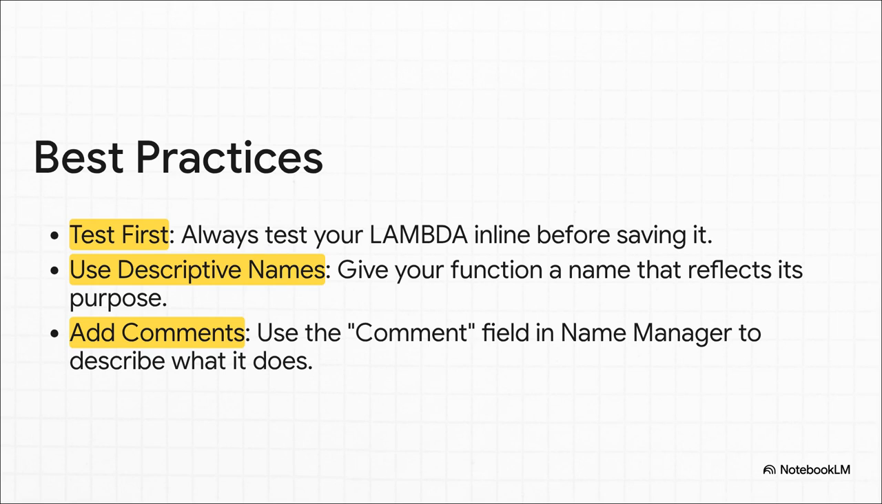So to wrap things up, let's lock in 3 best practices. 1. Always test your formula in a cell before you save it. 2. Use descriptive names, both for the function itself and for all its parameters. And 3. Use that little comment box in the Name Manager. A quick sentence explaining what your function does will be a lifesaver 6 months from now.